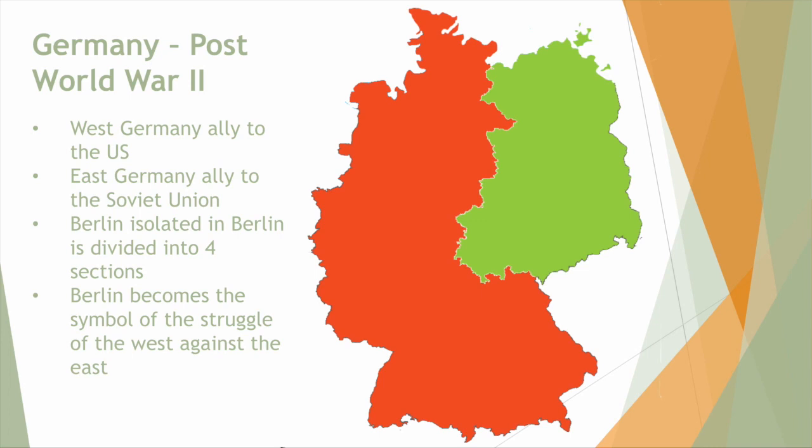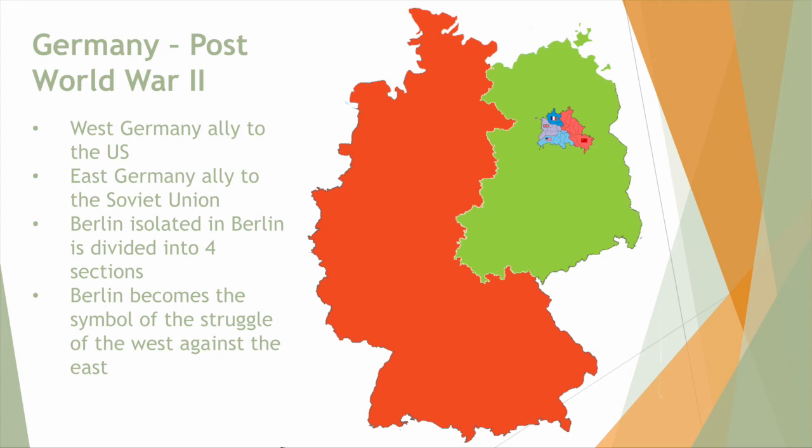West Germany essentially becomes an ally to the United States, Great Britain, and France, and East Germany becomes allies to the Soviet Union. One of the anomalies about this separation, however, was the city of Berlin. Berlin was located in East Germany, but because it was the capital of Germany, it had sort of a unique status. So within East Germany, the city of Berlin was divided into four parts: Soviet part, French part, British part, and the American part. You may remember this from our previous unit.